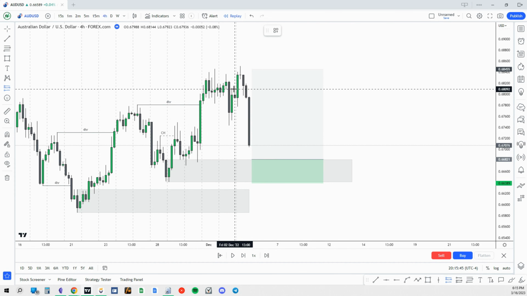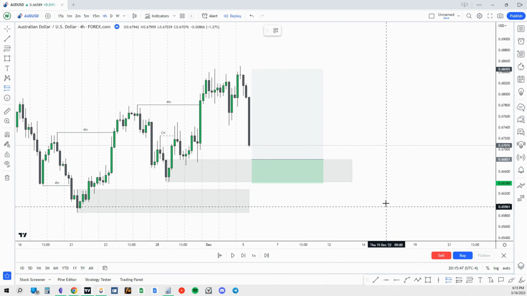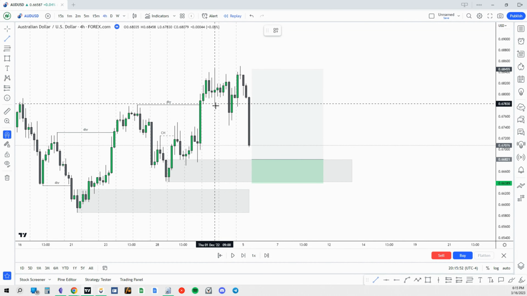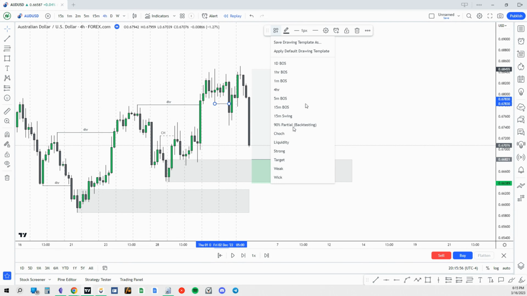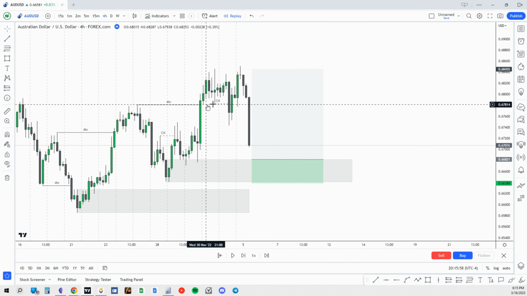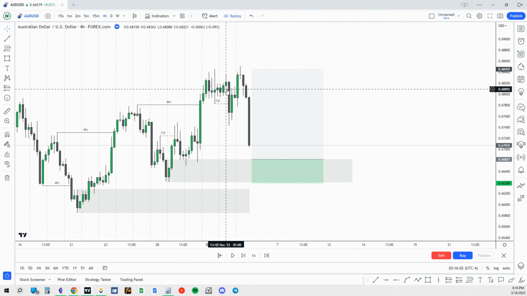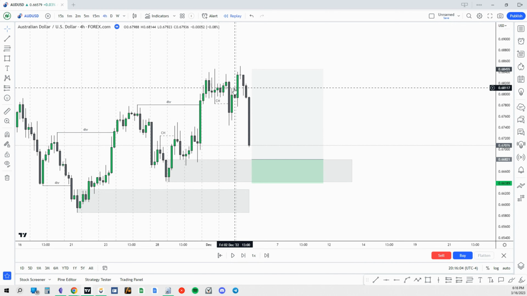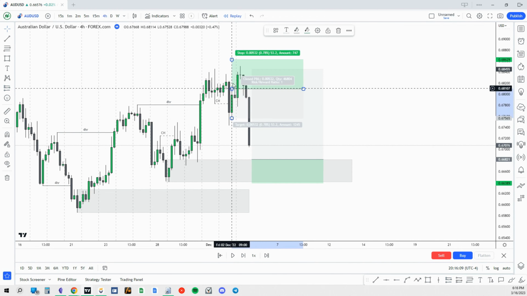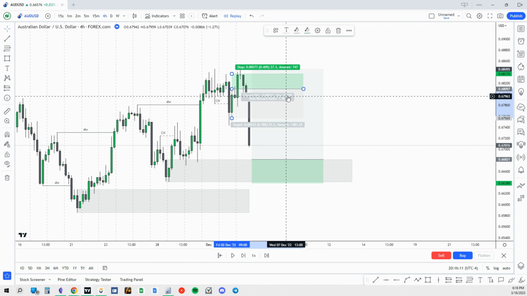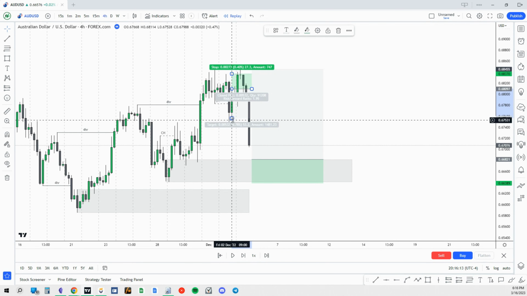However, let me just draw it up really quick. At this point in time right here, this is a change of character, or also a break of structure. It's kind of the same thing in this example, but I'm going to mark it as a change of character. And then it retraces up into this supply zone here. This would actually be a valid trade if you placed a pending order to go short right here and target this demand zone.